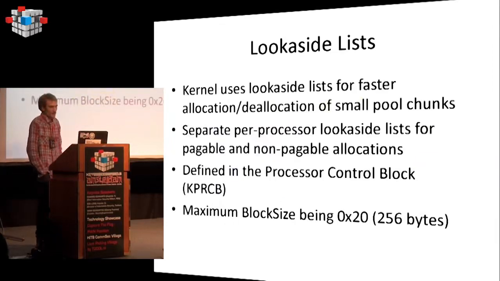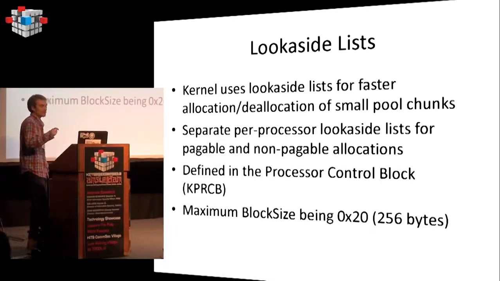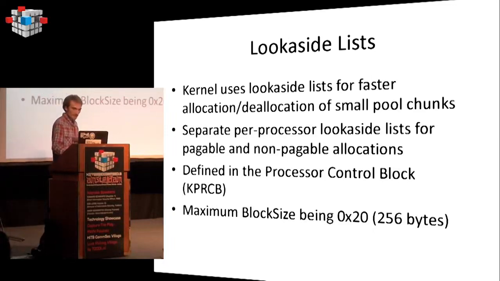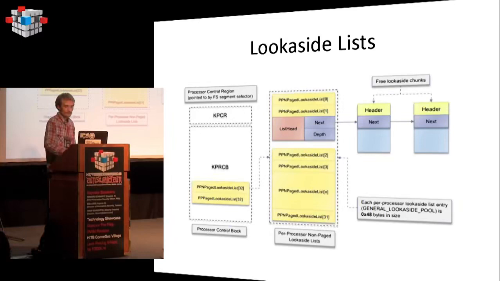Basically, because the kernel pool was made, there are a lot of algorithms, and for small allocations there is a different list called the lookaside list. Lookaside lists are stored and defined in the process control block, and the maximum size is 256 bytes. It is a single list, and the list heads are double linked lists. In the graphic you see that there is only a pointer to the next one, so there is no pointer to the backward chunk.